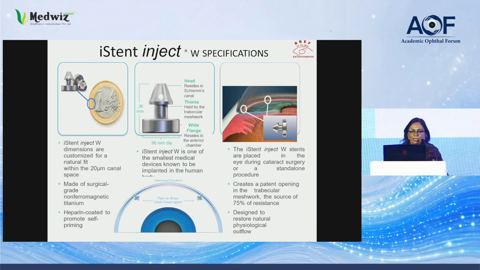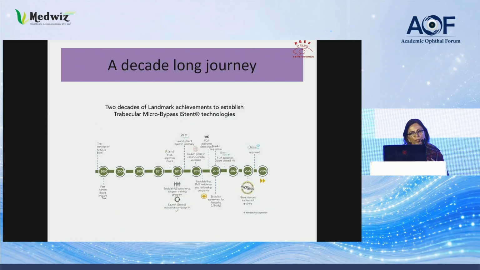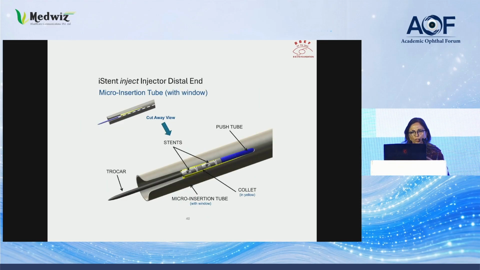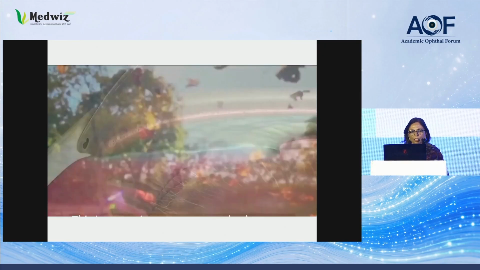Moving on to the iStent. The iStent Inject W, as you know, is the smallest thing that we have in the medical world that is inserted into the body. And we use two of them in India at the moment. It's a decade-long journey, started long back in 2012, and that's how the iStent is. I'll show you. These are the two stents which come in the injector.